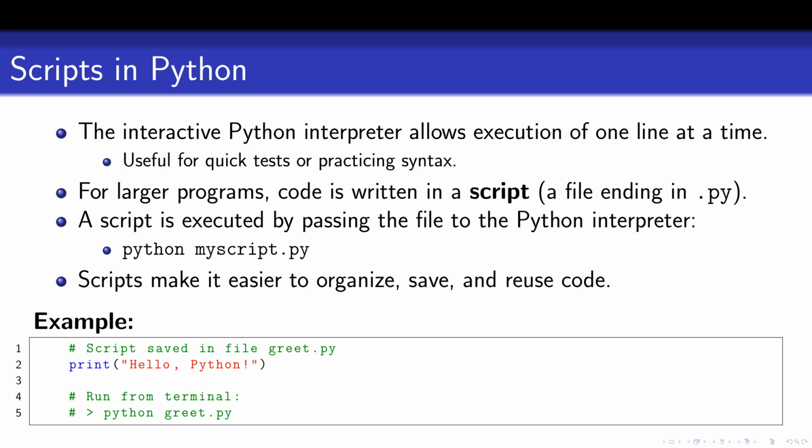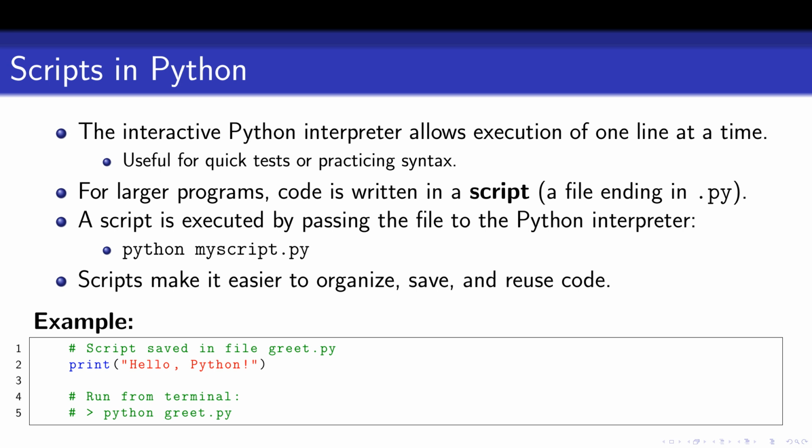Python gives us 2 main ways to run code: the interactive interpreter and scripts. The interpreter lets you type and execute one line at a time, which is great for experimenting with syntax, testing quick ideas, or learning new concepts. However, for larger or more structured programs, using scripts is much more practical.